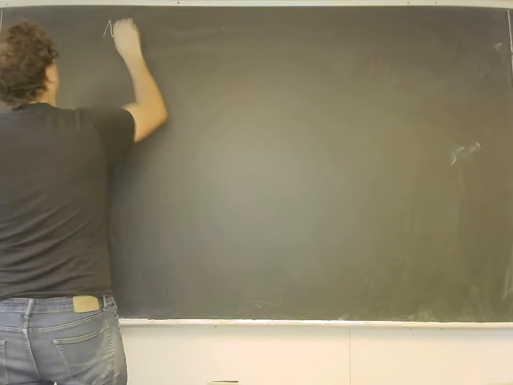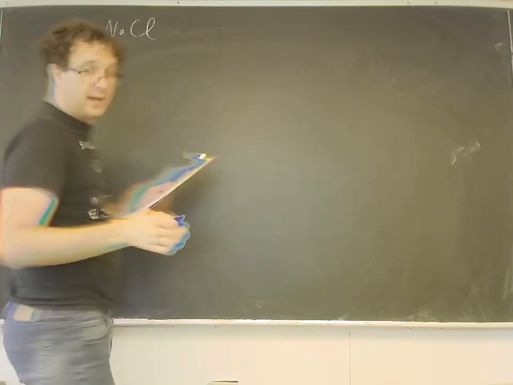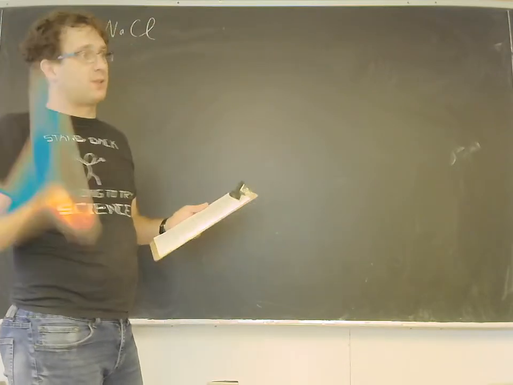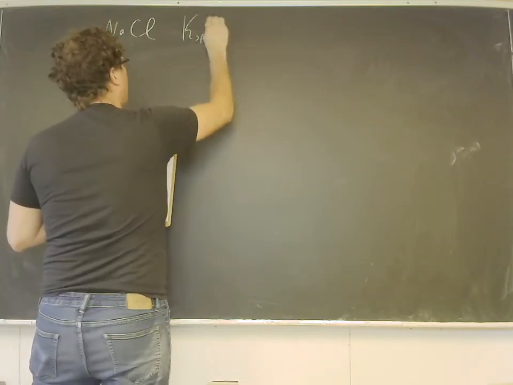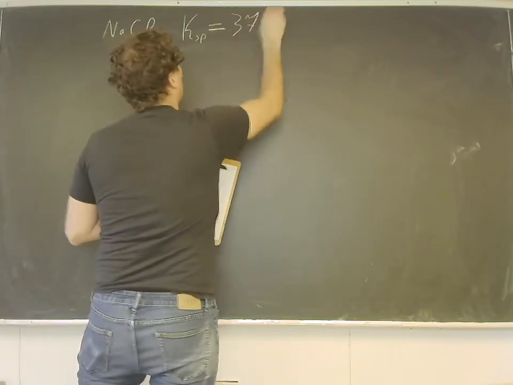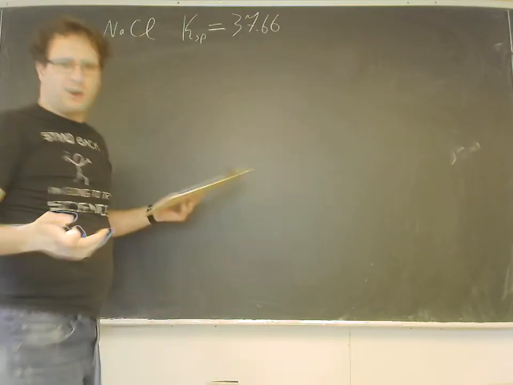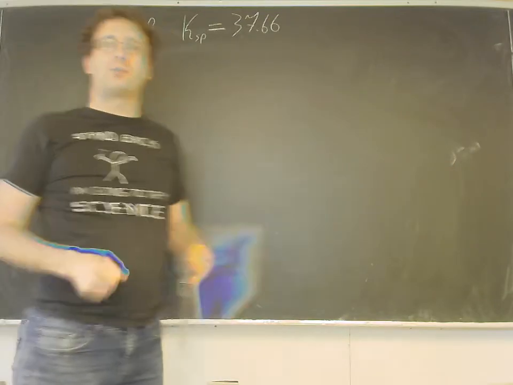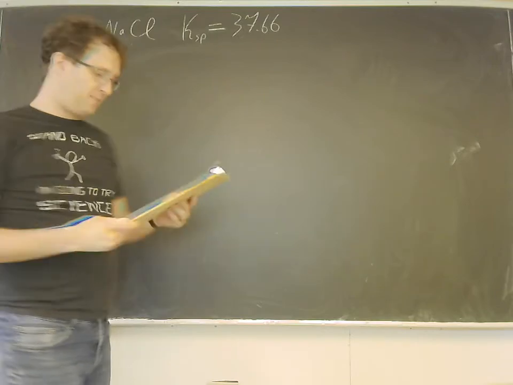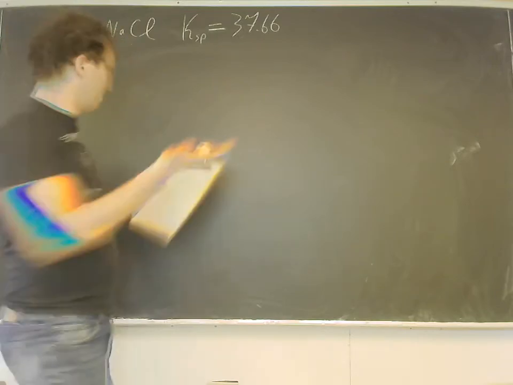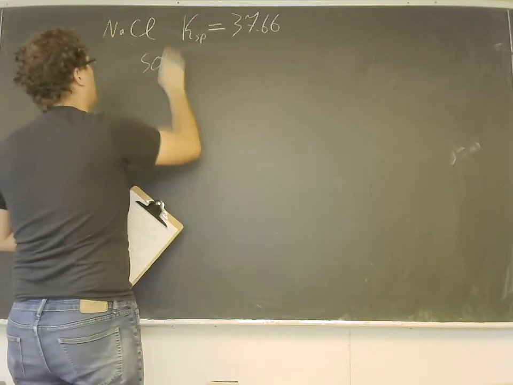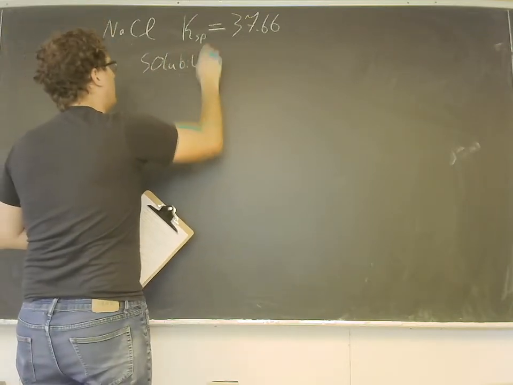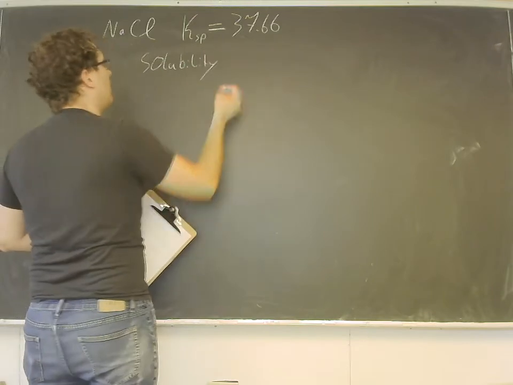NaCl is a soluble salt, according to our solubility rules, but it actually does have a K value. The KSP for sodium chloride is 37.66. So it's a large number, it's product favored, a lot of sodium chloride can dissolve into water. And maybe it's worth it really quickly finding the molar solubility of NaCl in pure water.